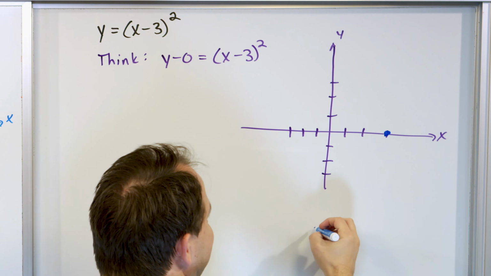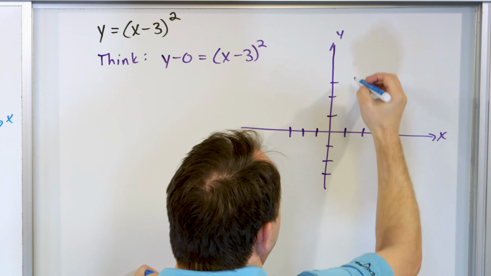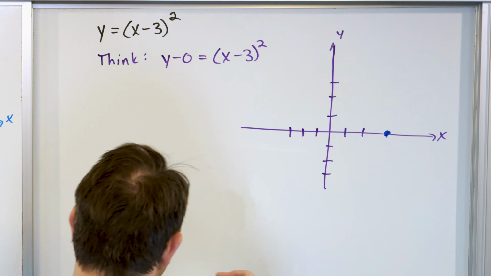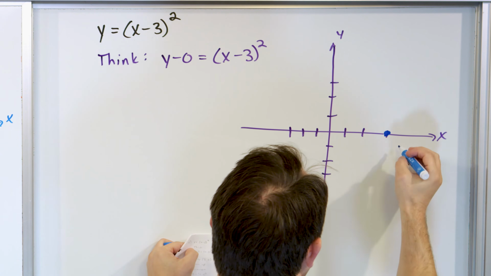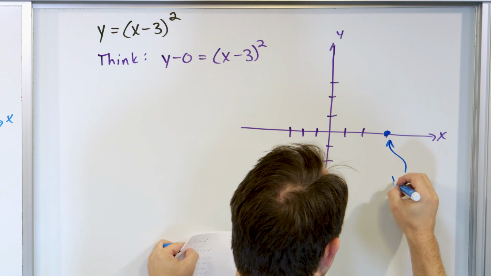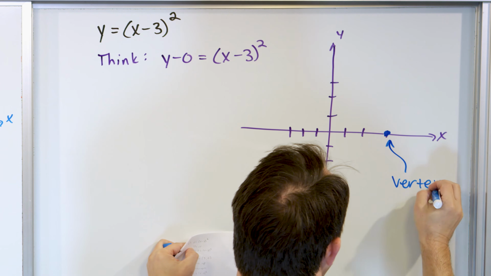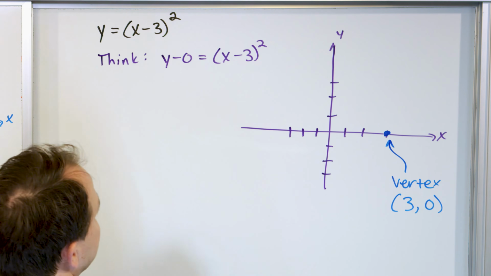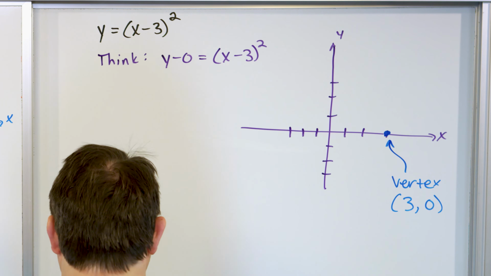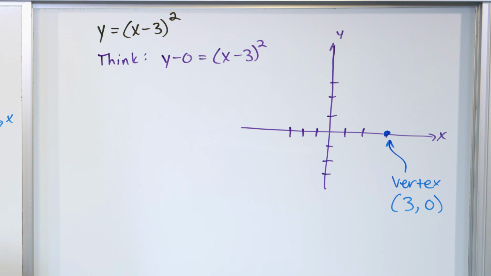And this parabola is either going to go upside down like this, or it's going to be right side up like this. And we're going to get to that in a second. But for now, let me go ahead and write down that there's a vertex here at 3, 0. x is equal to 3, y is equal to 0. And that's something you need to solve the problem.